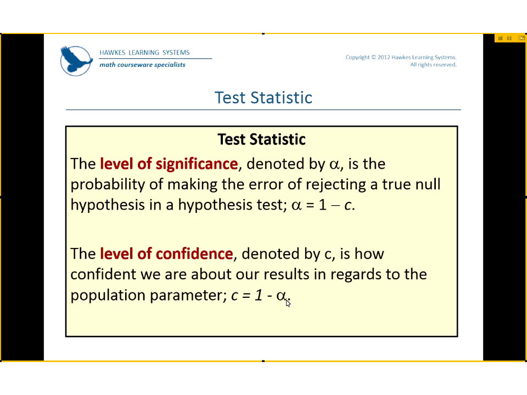Remember, the level of significance, which is the alpha, is the probability of making the error of rejecting a true null hypothesis in a hypothesis test. So we say alpha equals 1 minus c. This has a direct relationship with your level of confidence, which is denoted by c, and is how confident we are about our results in regards to the population parameter. We don't study confidence intervals in this class, so I'm trying to give you more of an English definition than the definition in the book, because it will confuse you because we don't do confidence intervals.